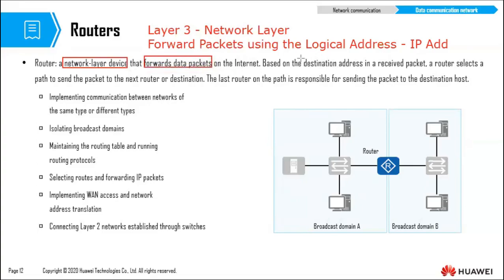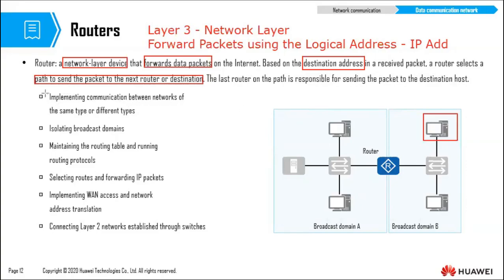So normally based on the destination address in a received packet, a router selects a path. So path selection, it selects a path for the packet to the next router or destination. So where am I going to send this particular packet? So the last router on the path is responsible for sending the packet to the destination host. These terminal devices, sometimes they might also be called the host, destination host.